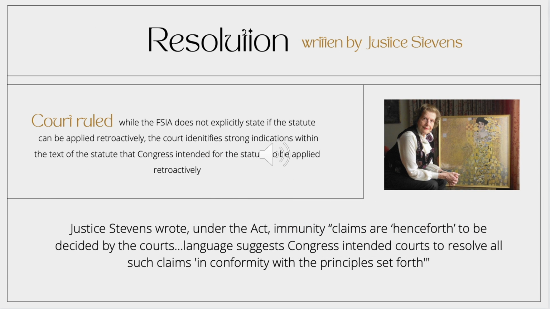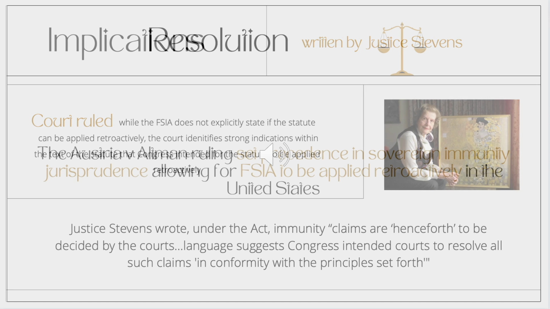In Austria and Altmann, the United States Supreme Court ruled for the Foreign Sovereign Immunities Act to be applied retroactively. The reasoning was described as, when writing the Act, the United States Congress put forward strong indications within the text of the statute for the text to be applied in a retroactive manner in future cases. Justice Stevens further wrote that the use of the language 'henceforth' in the statute suggests that Congress intended courts to resolve all such claims in conformity with the principles set forth.